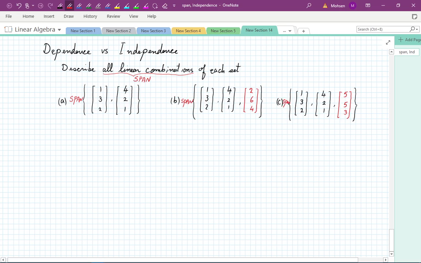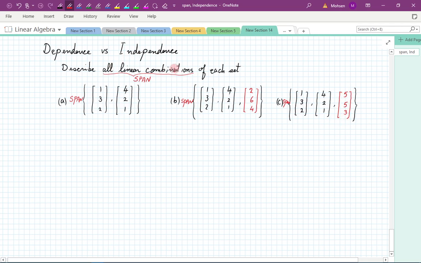Well, you look at these three assignments, you see that the first two vectors are the same in all three of them. This one, that's it, two vectors. This one, there's an additional vector here, 2, 6, 4. I wrote it in red so it stands out. This one has an additional vector 5, 5, 3.